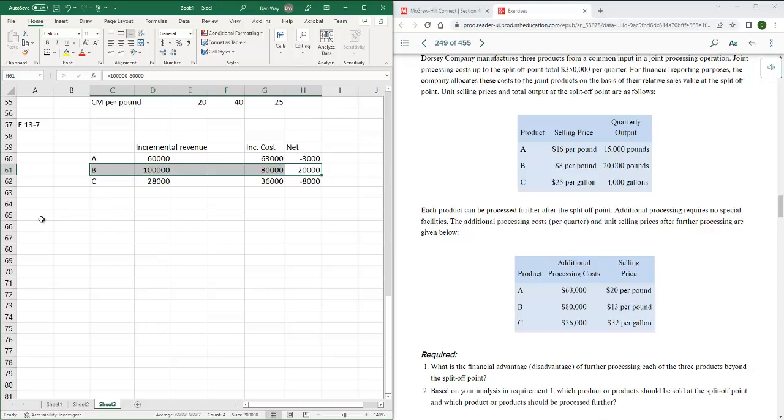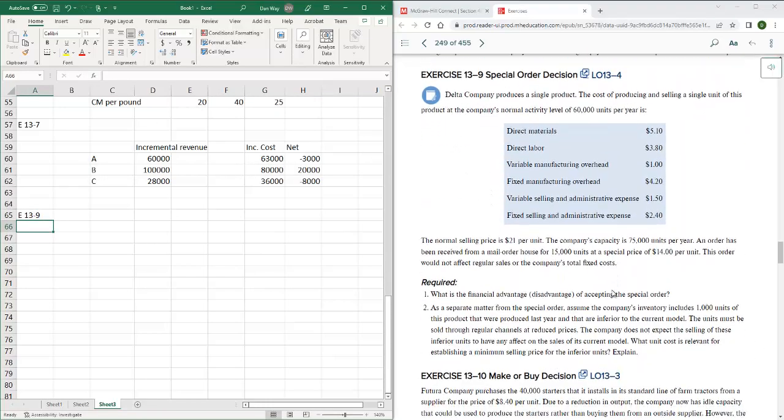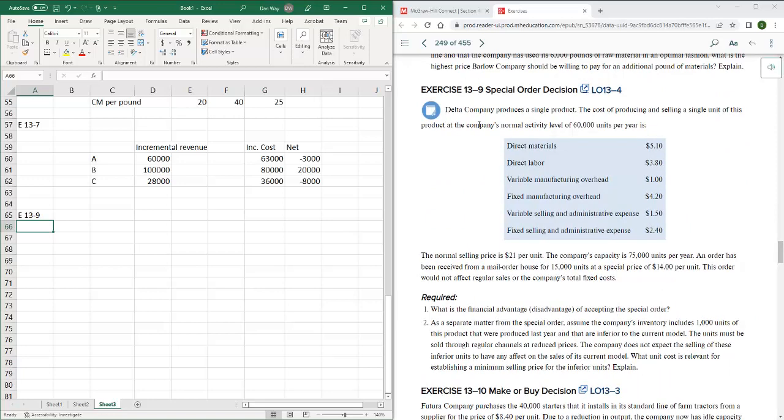Okay, just a couple more to work through here. The next one on my list was 13-9. This is a special order decision. Now, Delta Company produces a single product. The cost of producing a single unit of this product at the company's normal activity level of 60,000 units per year is shown in the box here. Direct materials, direct labor, variable overhead, fixed overhead, variable selling and admin, and fixed selling and admin. We also know the normal selling price is $21 a unit.